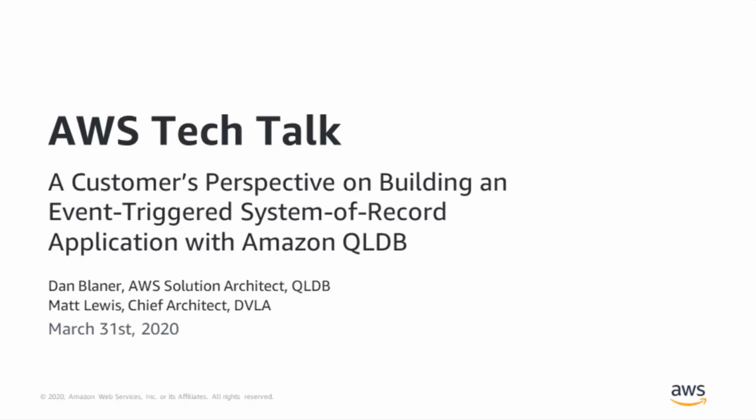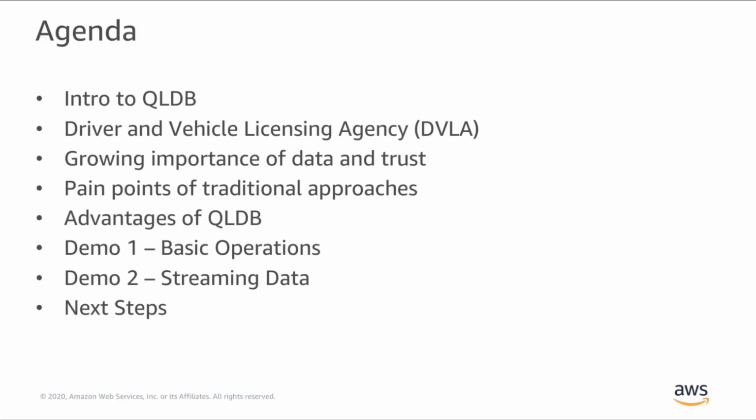My name is Dan Blainer. I'm a solutions architect specializing in Amazon's Quantum Ledger Database, otherwise known as QLDB. With me today is Matt Lewis, Chief Architect for the UK's Driver and Vehicle Licensing Agency. Matt is going to provide you with the DVLA's perspective on building an event-triggered system of record application with QLDB.